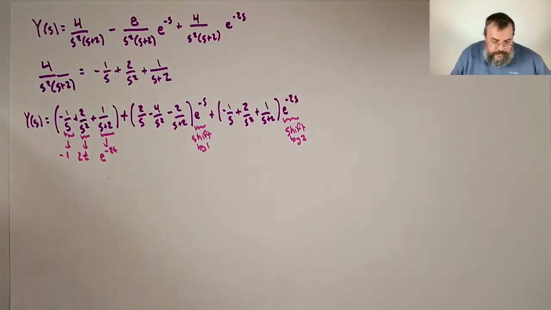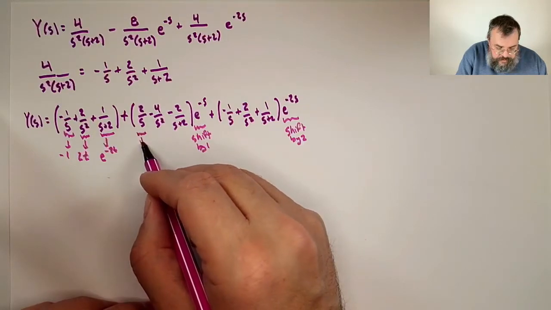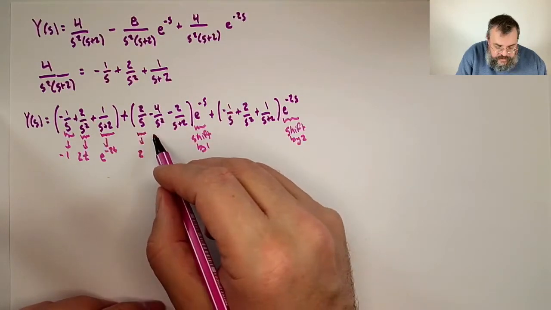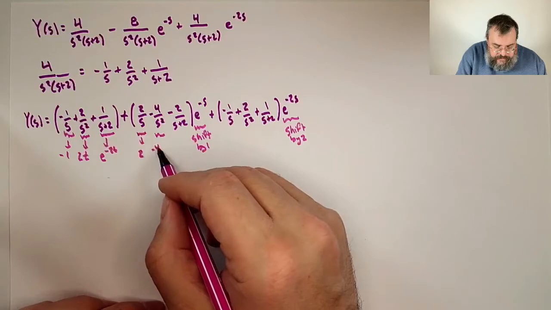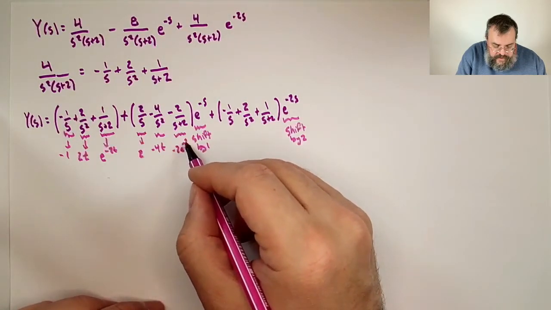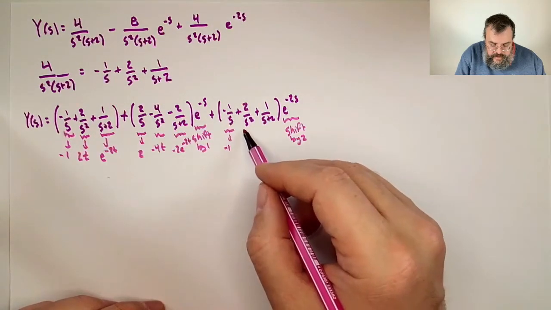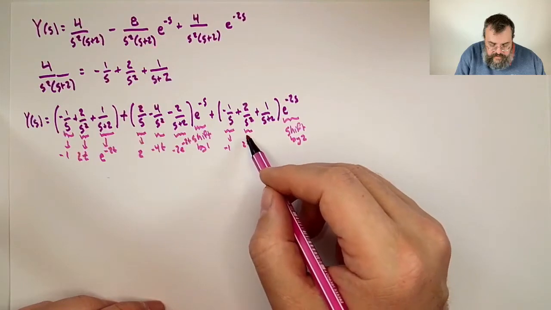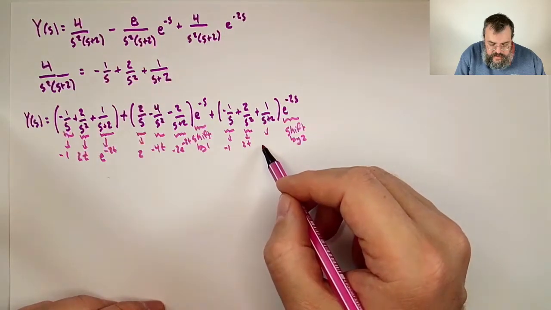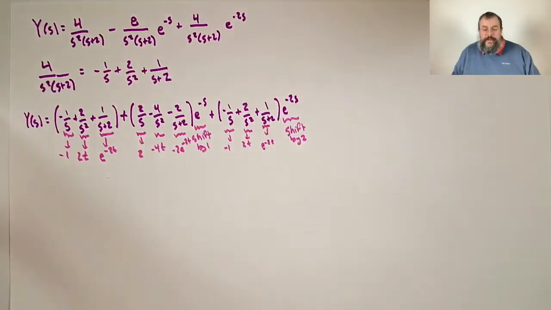All right, the rest of the terms are very similar. So, again, we'll just work our way through. This part will be positive 2. This will become negative 4t. And this will become minus 2 e to the minus 2t. And, okay, this is our minus 1. Here's our plus 2t. And here's our e to the minus 2t.